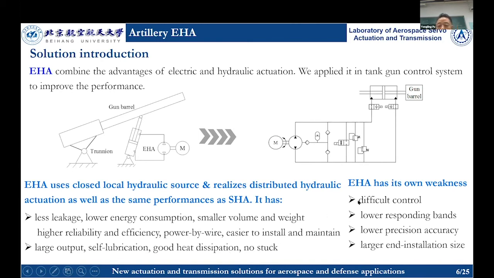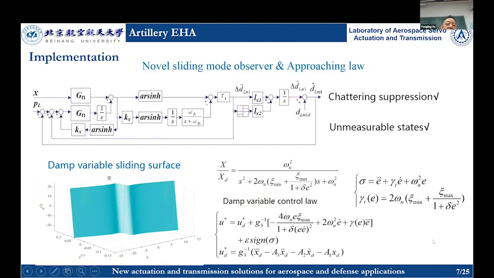And the IeCAT has its own weaknesses also. For example, it is difficult to control because the electric motor and the pump are high power, with lower response, lower precision and accuracy, and larger installation size. So we need to introduce a novel sliding mode controller and virtual law.